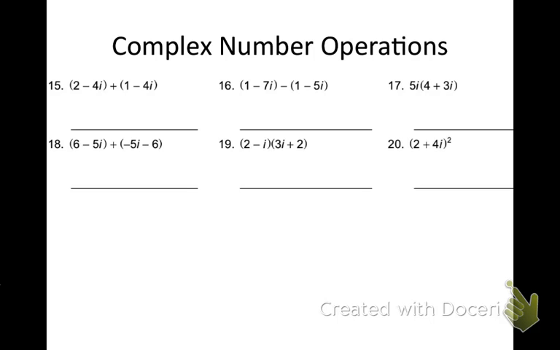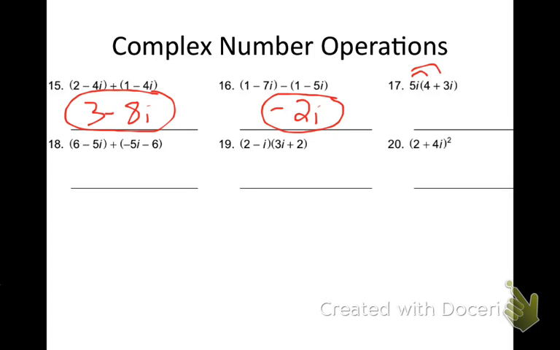All right, let's look at these here. Number 15, Phil, what'd you have? 3 minus 8i. That is correct, sir. Nice job. Number 16. What do you have on number 16, Andy? That's all it is? Negative 2i. Nice job.